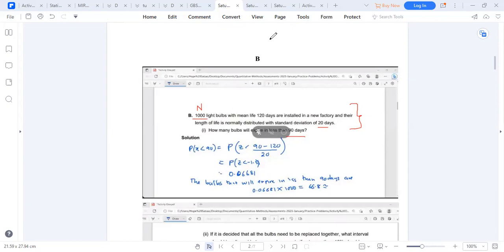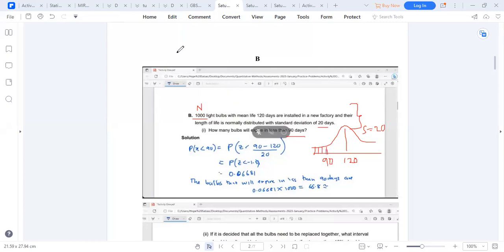So remember, using our ISA, step 1, illustrate. Our mean is always found in the middle. So our mean here is what? 120. Then our standard deviation is what? 20 days. And you're finding less than 90. So 90 is less than the 120, we put the 90 here. So less than 90, we're shading to the left.